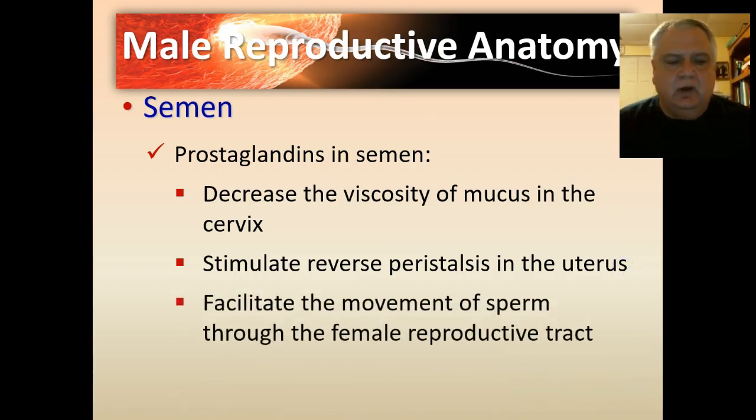So this also facilitates the movement of sperm through the female reproductive tract through the ways that we mentioned, by decreasing the thickness of the sperm and stimulating reverse peristalsis.